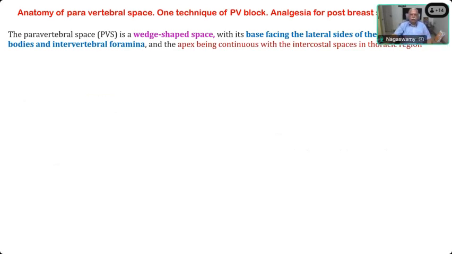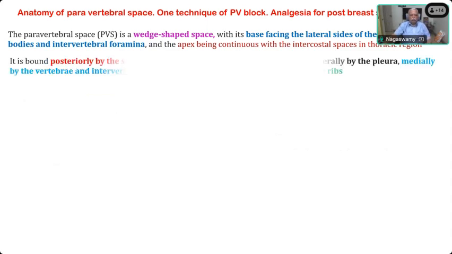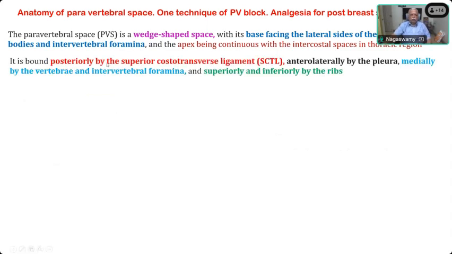It is a wedge-shaped space with the base facing the lateral sides of the bodies and the intervertebral foramina, and the apex continues with the intercostal spaces in the thoracic area. Lumbar I am describing separately a little later, so you will know the extension of the apex at the lumbar space. So it is bound posteriorly by the superior costo-transverse ligament.